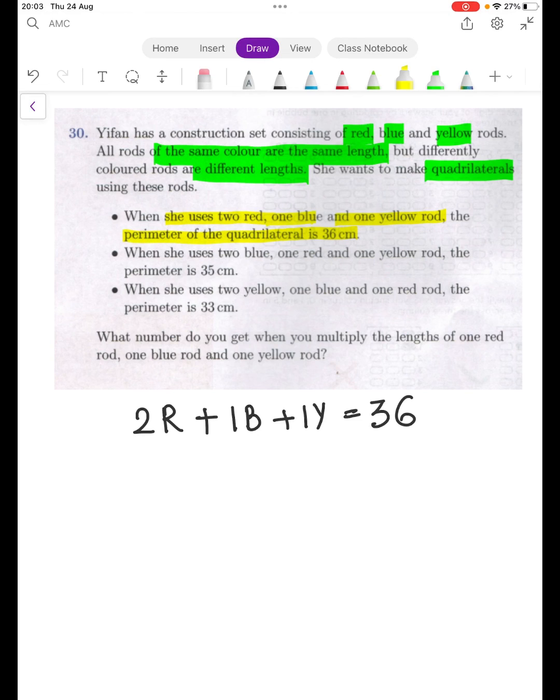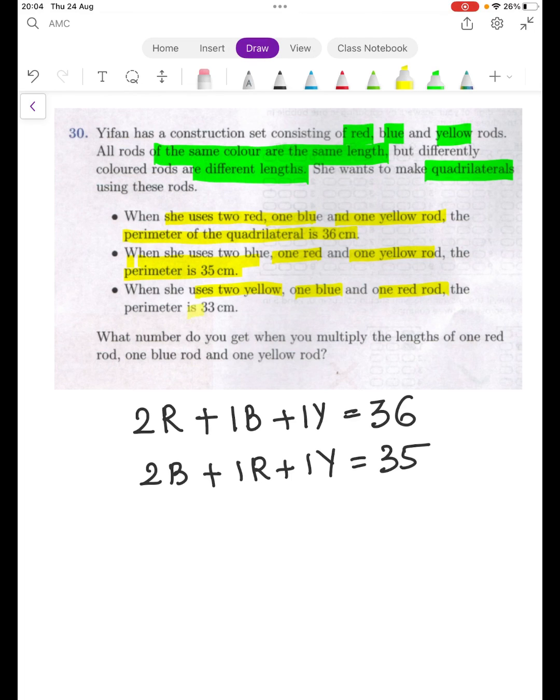I'm just making number sentences right now. When she uses 2 blue, 1 red, and 1 yellow, the perimeter is 35 centimeters. Let me go back. So 2 blue, 1 red, and 1 yellow. When we use all these, the perimeter is 35. I'm not using units right now. You're just making number sentences.